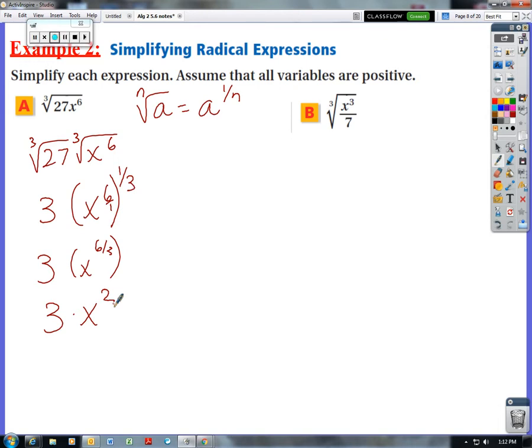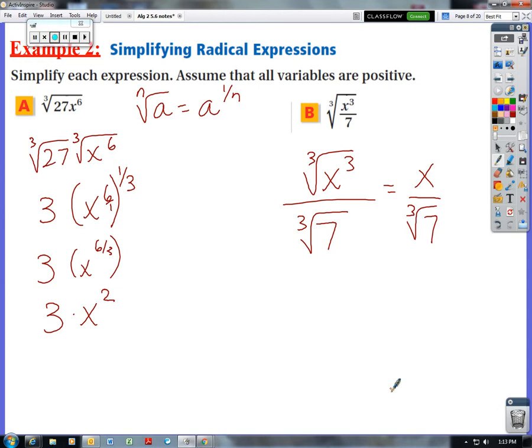The book does it another way, but you know, this way I think is just faster, and hopefully it's intuitive and makes sense. On this one, we're going to break it apart as well. You could probably already see what that simplifies to. The cube root of x cubed is simply x, because you're asking yourself what times itself 3 times will give you x cubed, and that's x. And then we're over this.